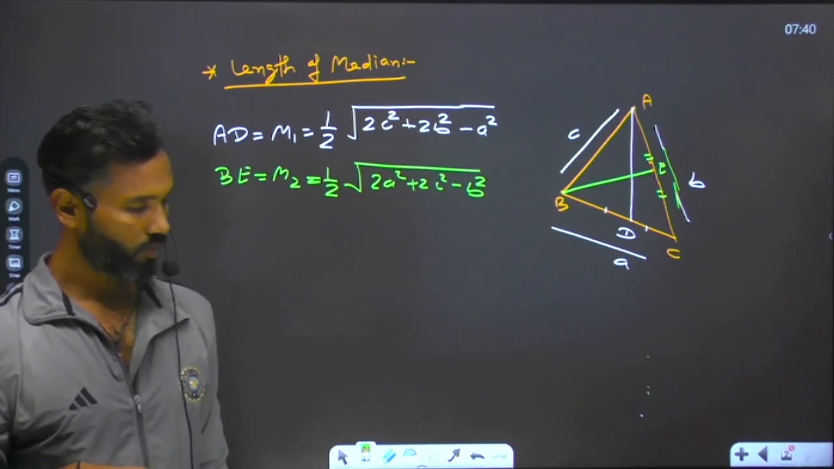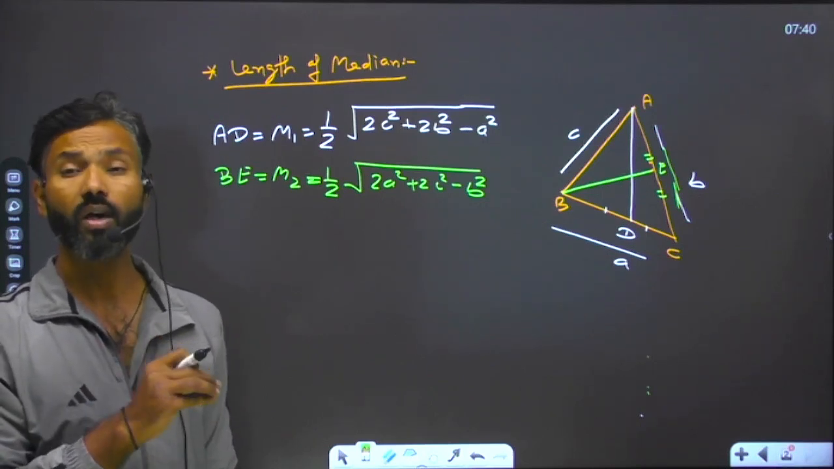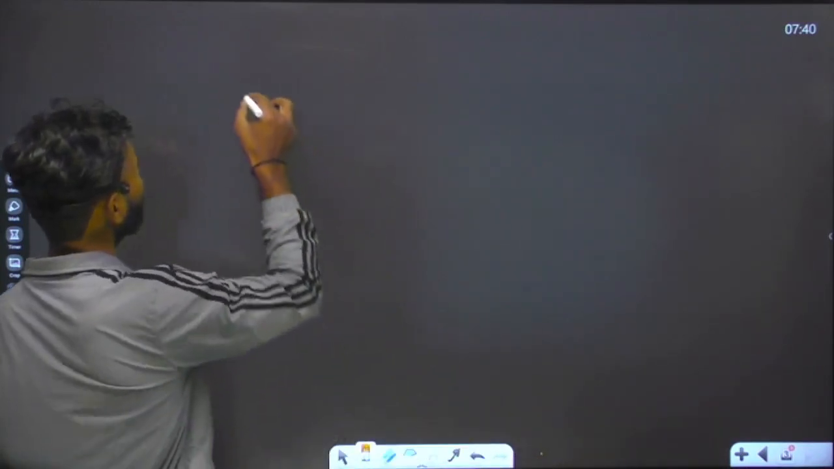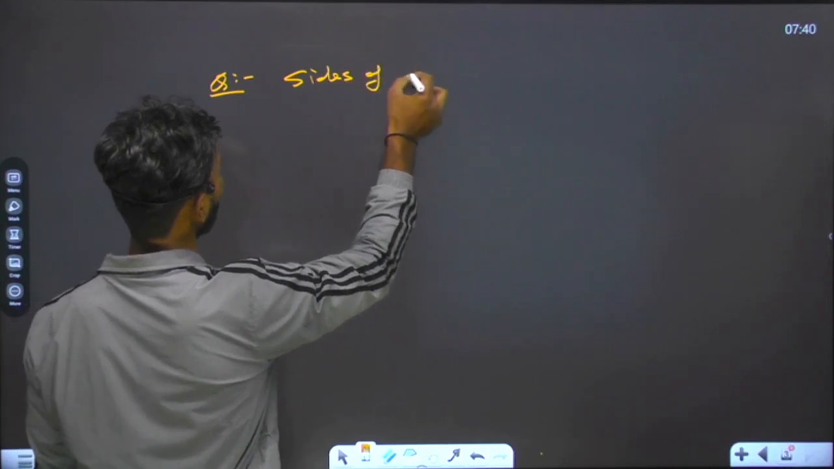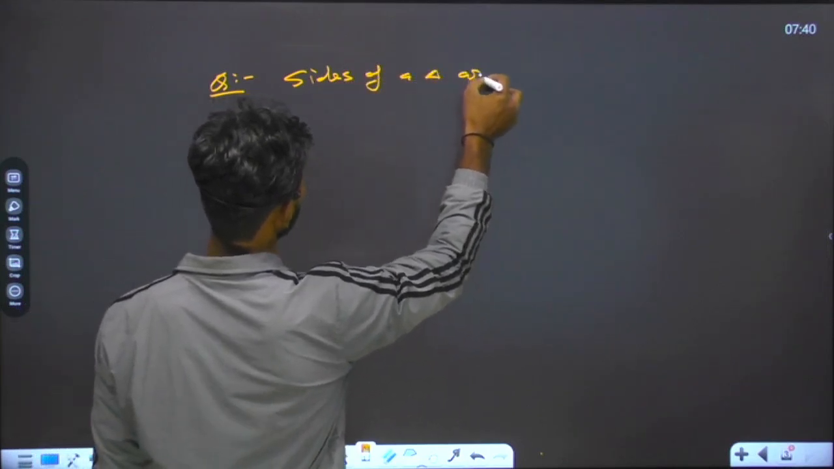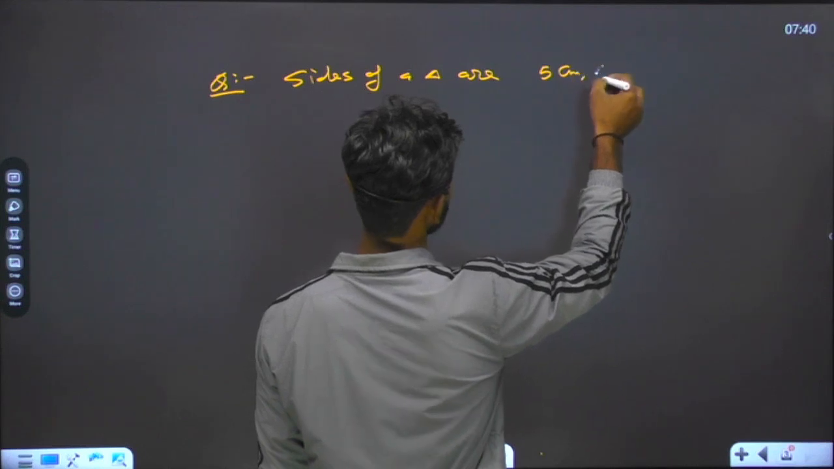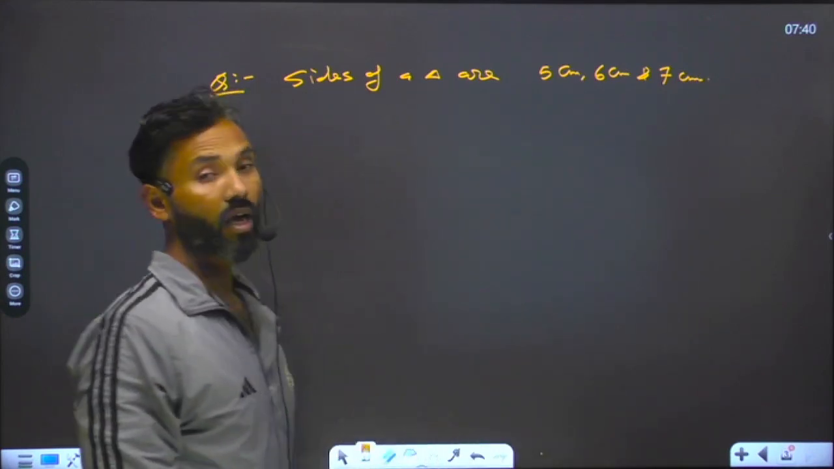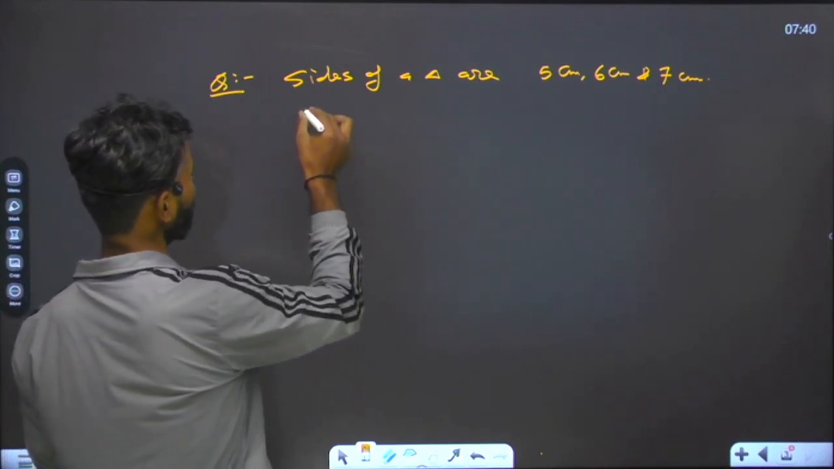Understand that? Now there was a question which was asked in a serious examination, and I'm writing that question over here, and you just have to answer it. The question was: sides of a triangle are 5 centimeter, 6 centimeter, and 7 centimeter. Calculate the length of the largest median.